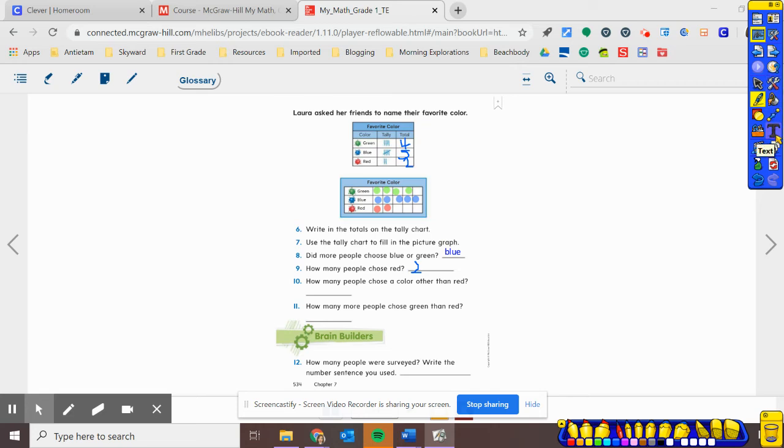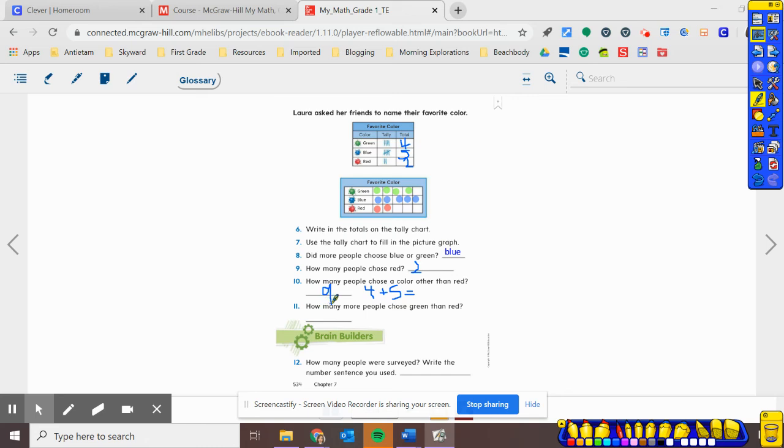All right. Number 10 says, how many people chose a color other than red? Well, there are 2 colors that are other than red, so we need to add those 2 colors together. So if 4 people chose green, we're going to add that to the amount of people that chose blue, so that's 5. And then we need to add those together. So what is 4 plus 5, first grade? Figure that out. 4 plus 5 more equals 9. So 9 people chose a color other than red.